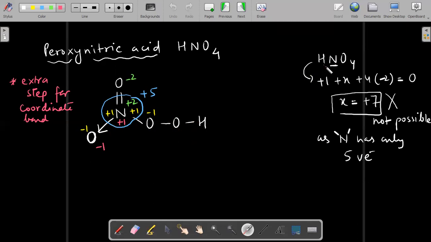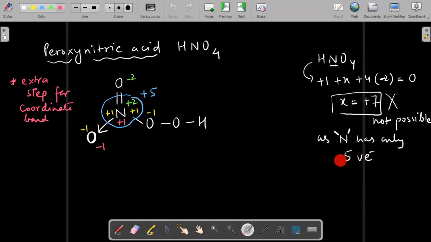तो ये देखो हम तो नॉर्मल कैलकुलेट करेंगे x लेके, है ना, 1 + x + 4 times of -2 is equal to 0. Now my x comes out to be +7, है ना, जो बहुत ही वैलिड लगता है. बट इन दिस केस इट इज नॉट पॉसिबल सिंस नाइट्रोजन हैज ओनली 5 वैलेंस इलेक्ट्रॉन्स इन इट्स आउटर मोस्ट शेल. तो उसके पास जब है ही 5 तो वो 7 इलेक्ट्रॉन्स कैसे देगा? It can not give 7 electrons for bonding, right?